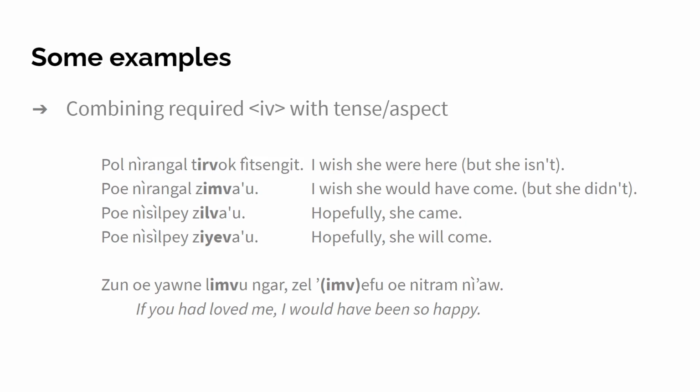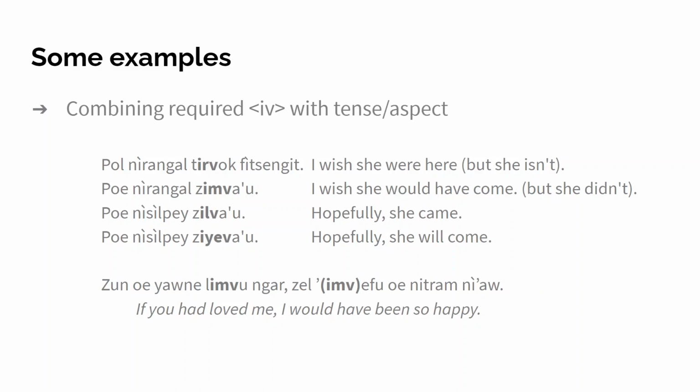First of all, like I just said, if you need if with tense aspect, then you will just need one of these combined infixes. Some examples which we also already saw before, but let's repeat them again. Pol, nirangal, tirvok, vetsengit, I wish she were here, but she isn't. So here we have if, which we need because of the nirangal, and you have the infix, so unfinished action, so literally, I wish she were being here. Then poe nirangal simva'u, I wish she would have come, but she didn't. So again, we need the if because of the nirangal, and we need the im because it is in the past.